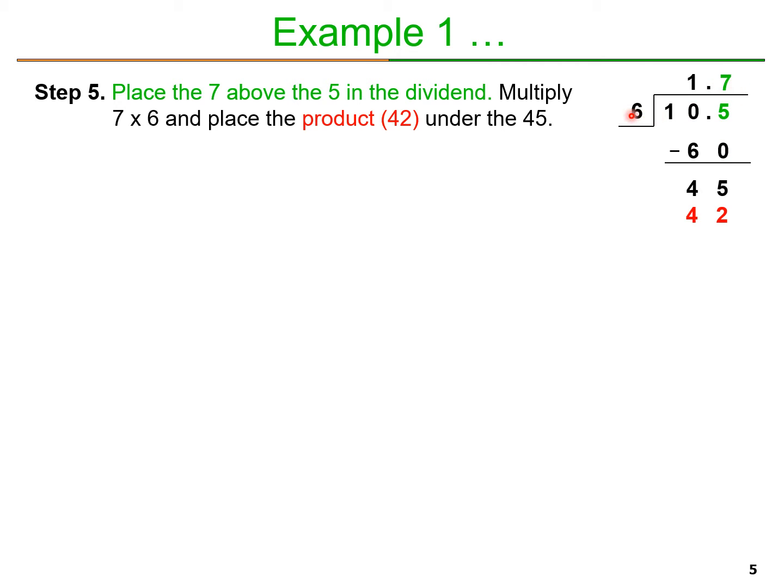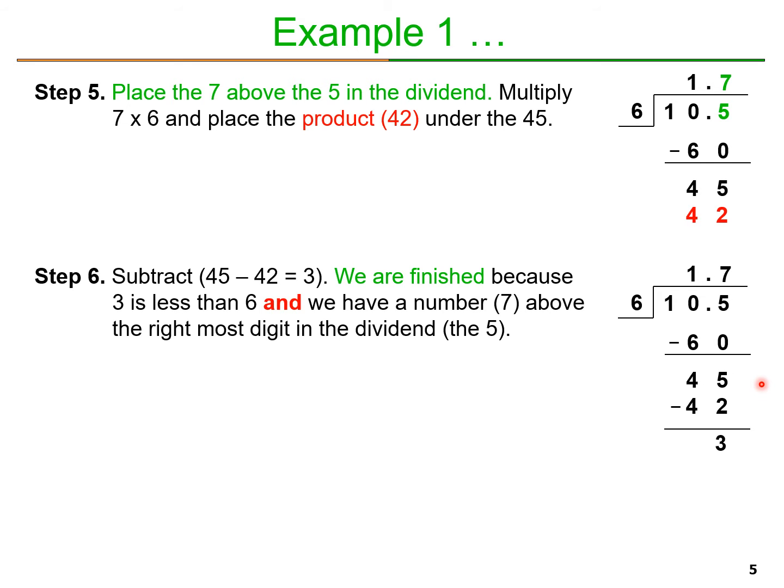Multiply 7 times 6. 7 times 6 is 42. And we put the product, which is 42, under the 45. Now, because the 42 and the 45 already have the same number of digits, we don't have to add any zeros to the 42. In step 6, subtract 42 from 45. 45 minus 42 is 3.